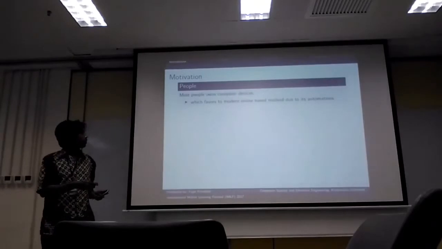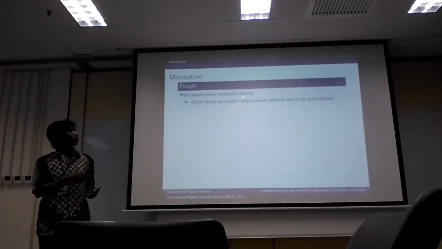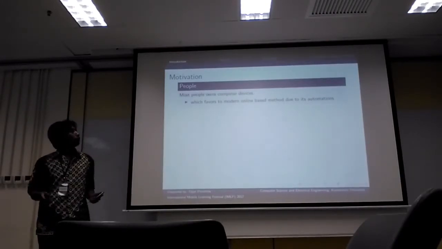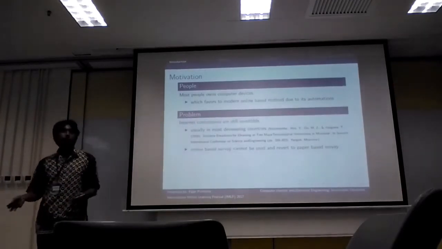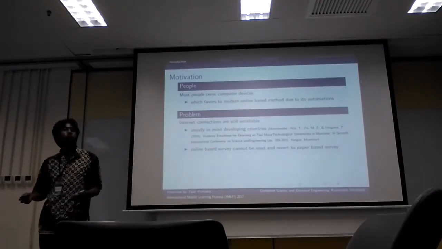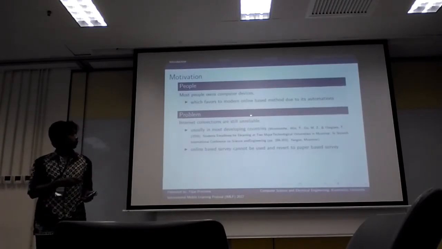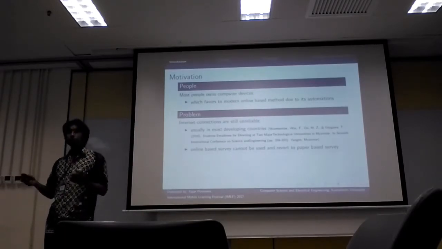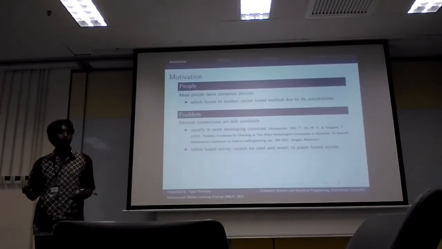And this is the motivation why we carry out the project: most people own computer devices, which favors using computers, such as for automation. But there is a problem. Maybe in the US, China, and Hong Kong, you don't need to think about internet or Wi-Fi or phones, but there are downstream countries where internet connections are still unreliable. So that's why they cannot use the online-based method and have to refer to the paper-based method.